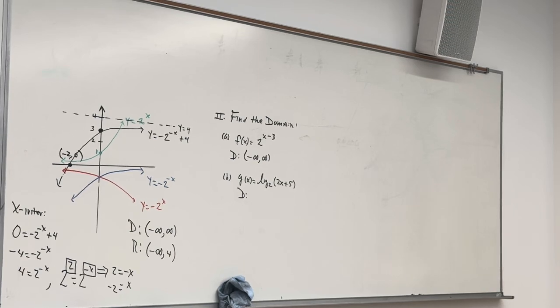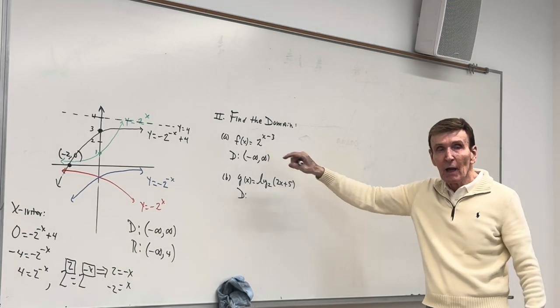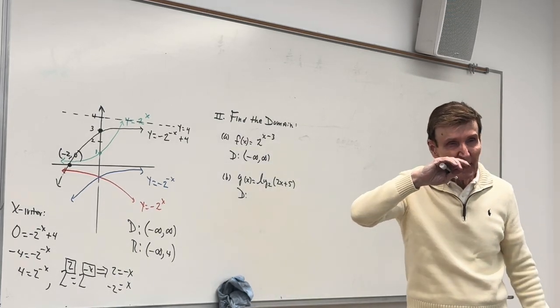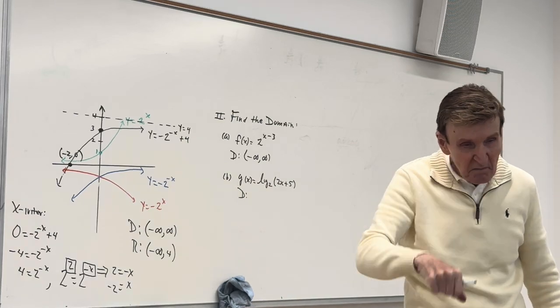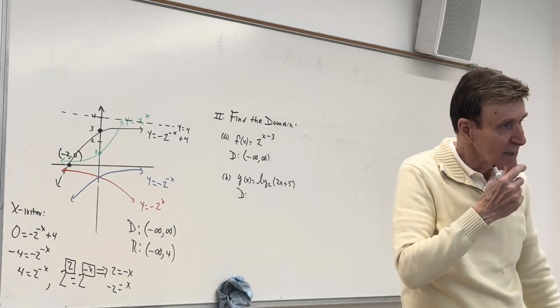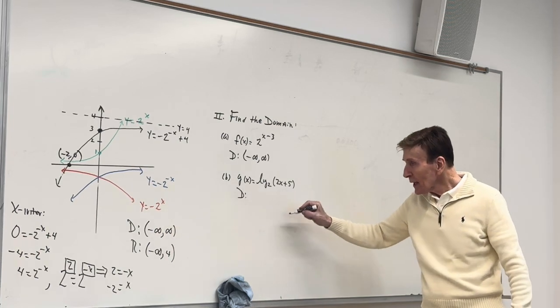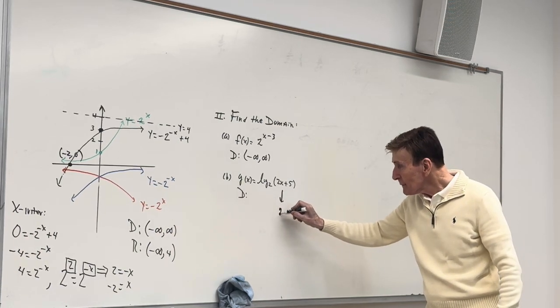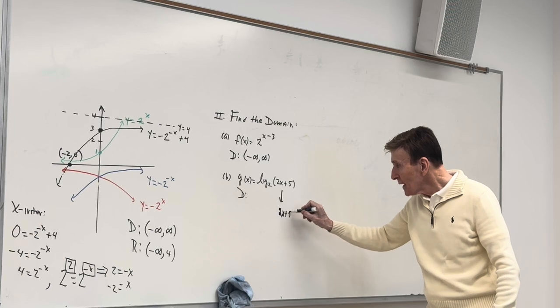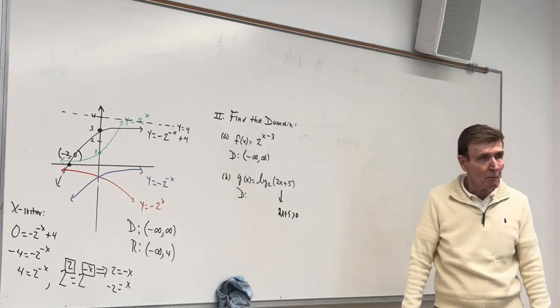Anyone remind me before the break, what was the domain on a parent log graph? Not an exponential, this was an exponential up here. What's the domain on the parent log graph? 0 through infinity. So what does that tell me to do here to find the domain on this one? It's right here, 2x plus 5. Makes sense? Must be what? Gotta be.